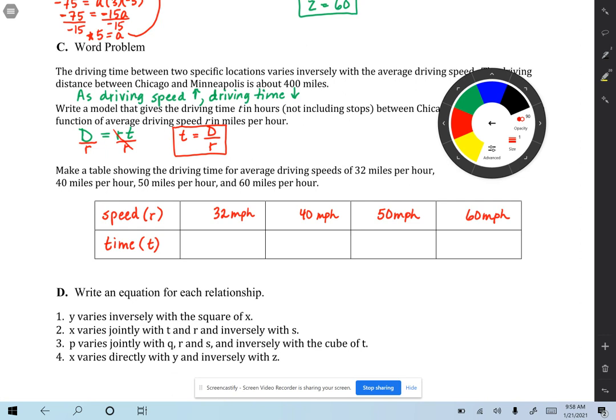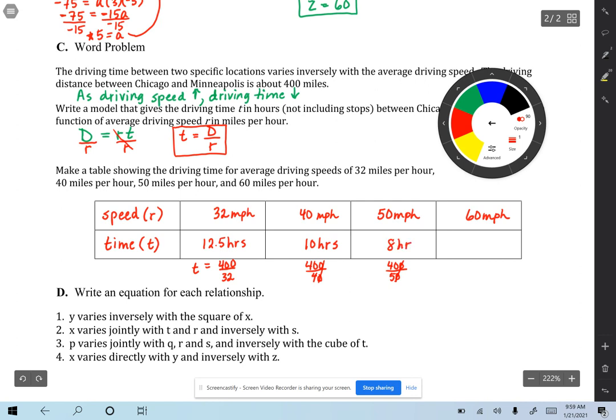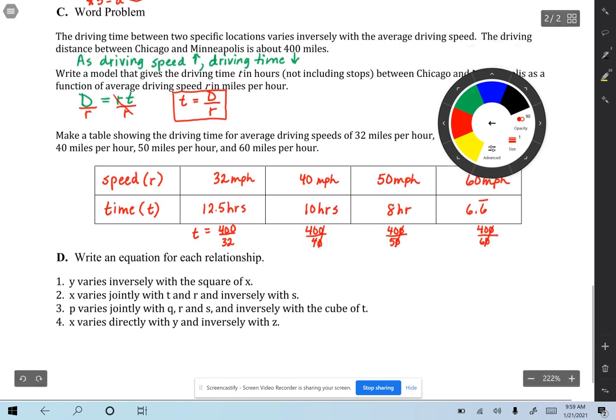So let's plug in each of these numbers into our equation. So t equals 400, because 400 is our distance, the distance between Chicago and Minneapolis, divided by 32. So when you divide it, you get 12.5 hours. Next one is going to be 400 divided by 40. That's easy to divide. 40 divided by 4 is 10, so that takes 10 hours. Next one, 400 divided by 50. Cross your zeros out. 40 divided by 5 is 8. And last one, 400 miles divided by 60 miles per hour. 40 divided by 6 is going to be 6.6 repeating. So 6 2/3 hours. And that is a real life example of an inverse variation equation.